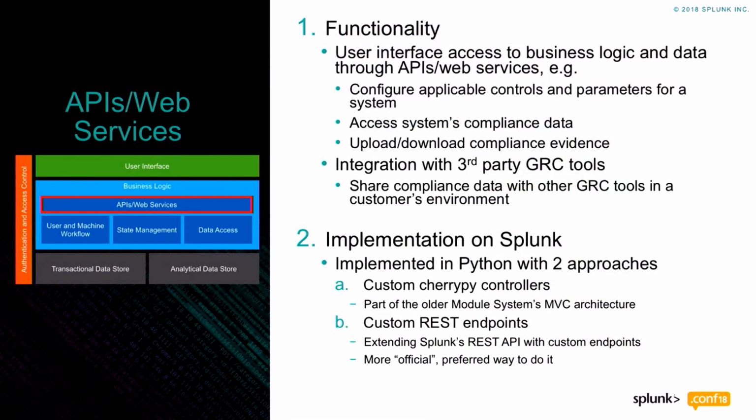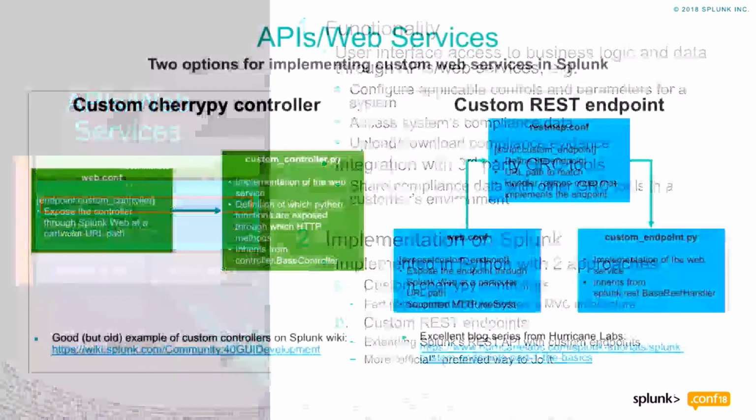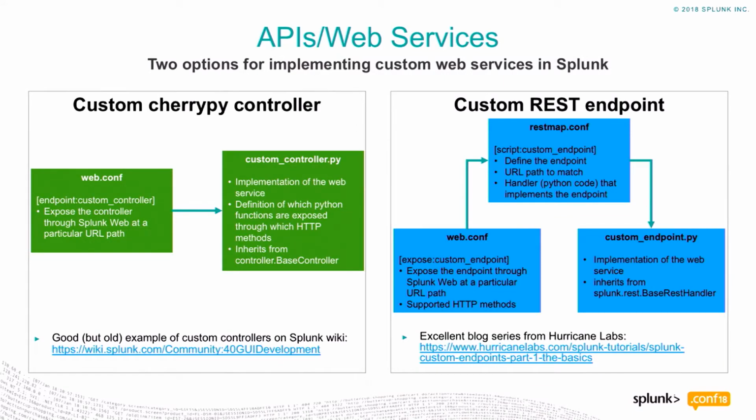As far as APIs and web services, we needed a way to ingest, upload some files when it comes to policies. We needed a way to return compliance data and ingest compliance data, and we need to be able to talk to other apps. So the way we implemented that in Splunk is we actually use two different ways that are out there. One is CherryPy controllers, and then the other one is custom REST endpoints. So they're similar in that they both use Python to create the web service, and they both use the web.conf to expose it.